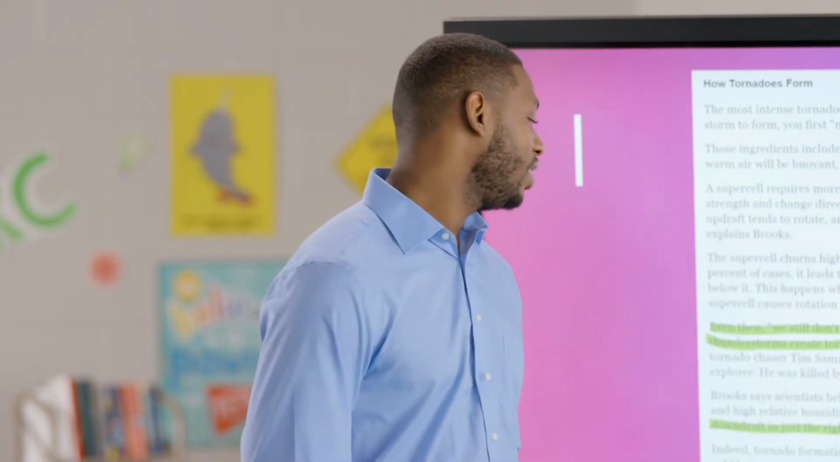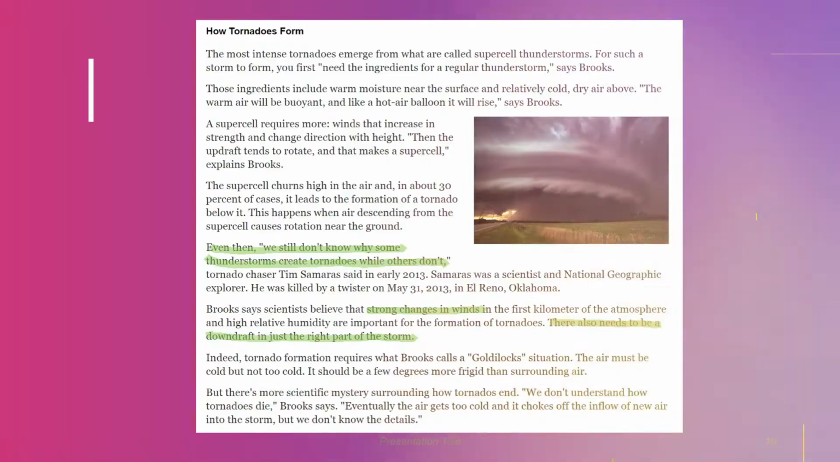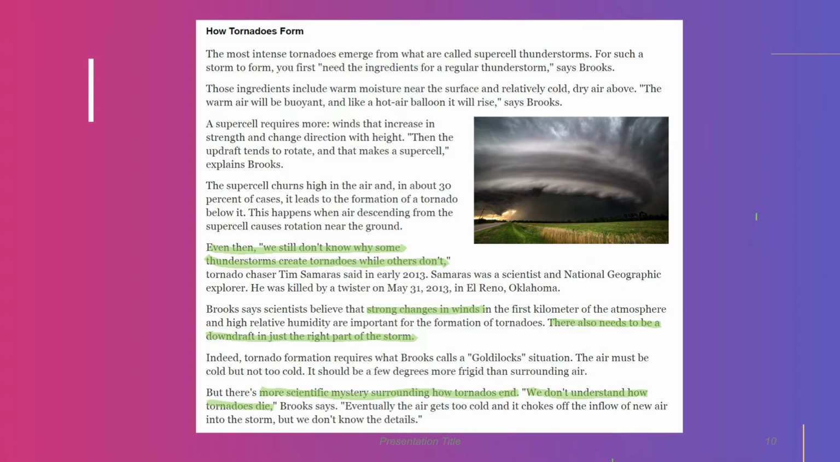This also tells me, using my inferencing skills, that things just have to be all in the right place for scientists to really be able to understand what's going on with these thunderstorms. Lastly, more scientific mystery surrounding how tornadoes end. We don't understand how tornadoes die.